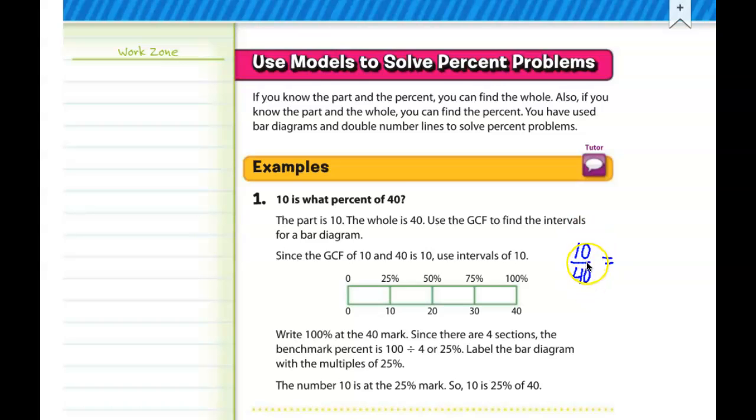And how can we simplify this? What can we divide the top and the bottom number by? Very good. 10. So 10 divided by 10 is 1, and 40 divided by 10 is 4. And of course, we know after a lot of work that 1/4 is equivalent to 25% because 1/4 is 25 cents. So that's another way we could have solved that problem.